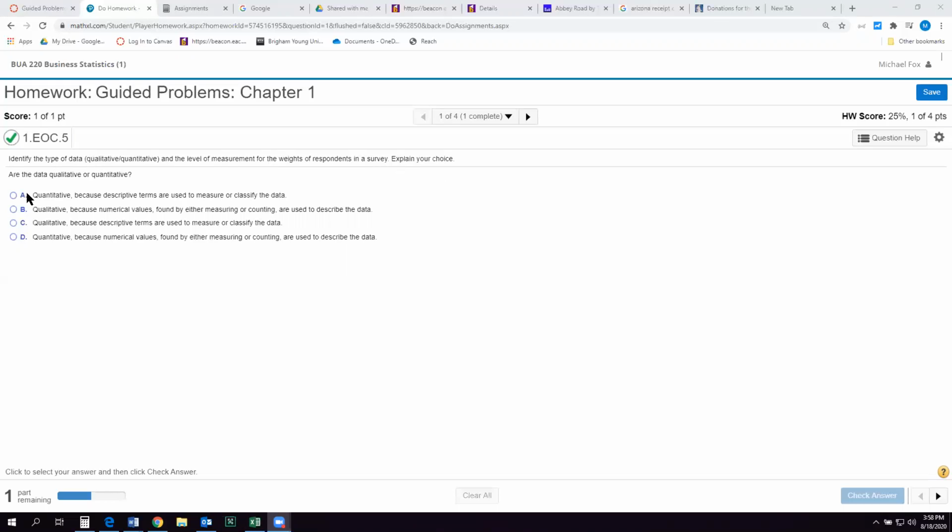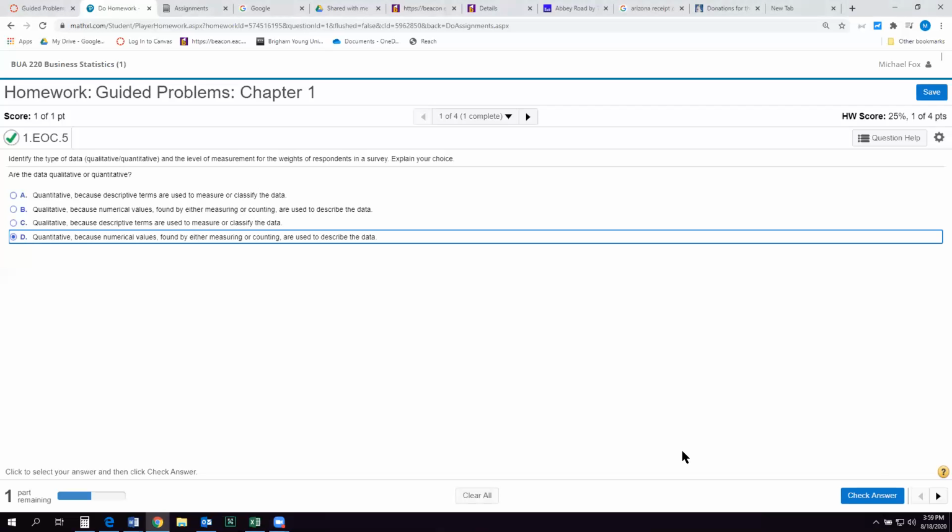So we have to read each of these. You'll see that they give you two quantitative choices and two qualitative choices. So we know it's quantitative. It says quantitative because descriptive terms are used to measure or classify the data, or quantitative because numerical values found by either measuring or counting are used to describe the data. And so that's what quantitative is, numerical values found by measuring and counting. So that's our correct answer.